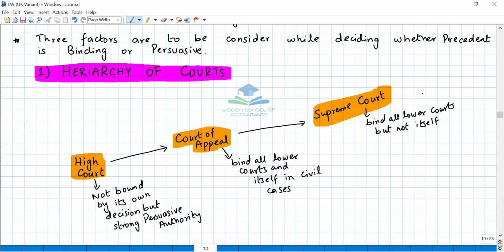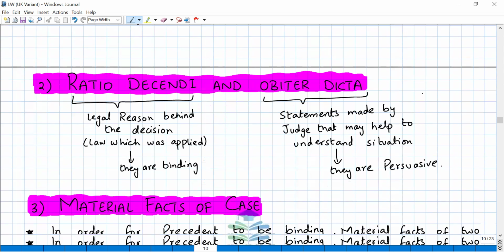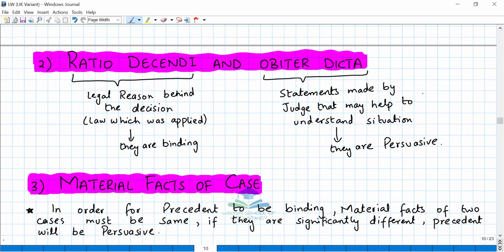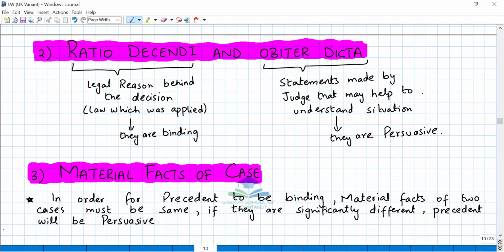Clear? So the first factor that you need to look for, to consider whether the decision was binding or not, is the hierarchy of the courts. Now, the second one, ratio decidendi and obiter dicta. The decision that is made by the judge can be a very big decision. The wordings of that decision are divided into two things, ratio decidendi and obiter dicta.